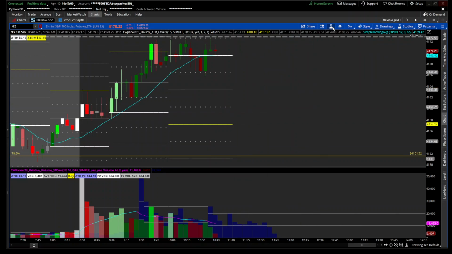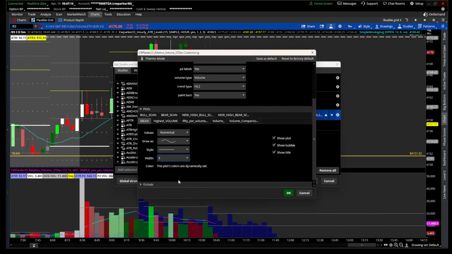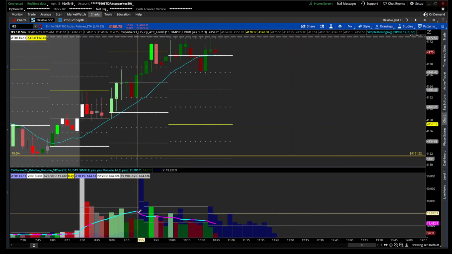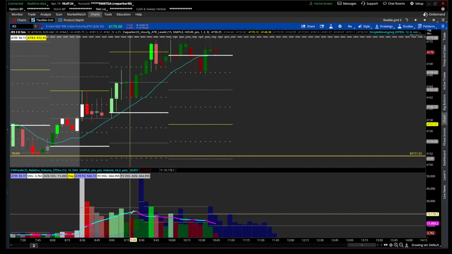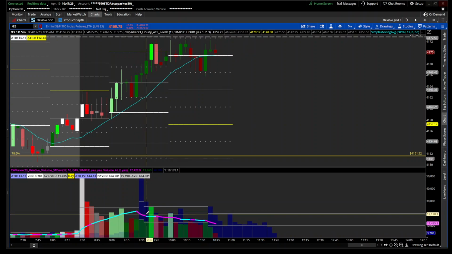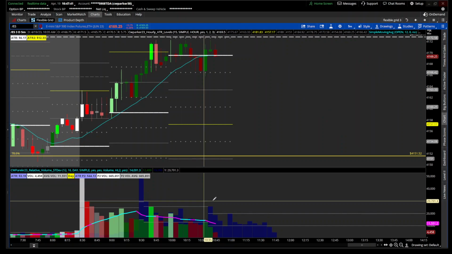ATR, the purple. Let me just make it a little more pronounced. You can see this is my average line for volume. And like I said, when it turns cyan, that means ATR average is increasing. And when it turns purple, it means ATR average is decreasing. So it gives you somewhat of a sense of volatility in the stock, without actually having an ATR line or average true range indicator on the stock.